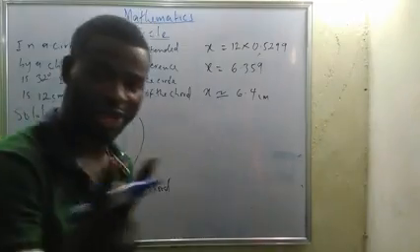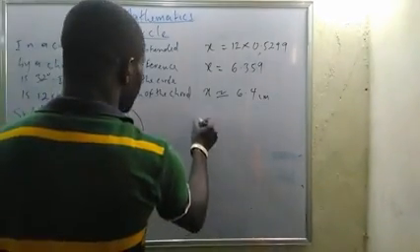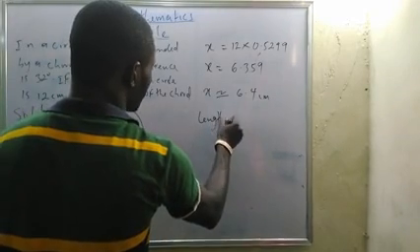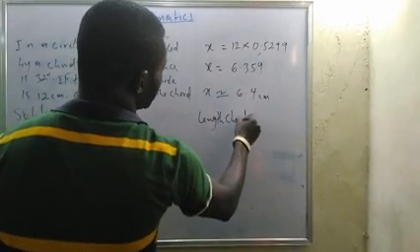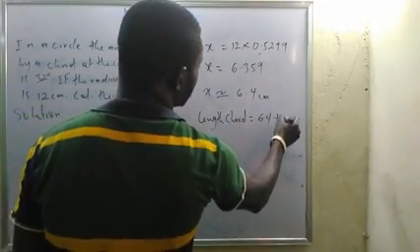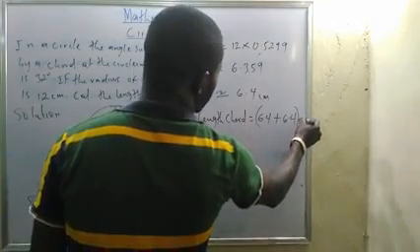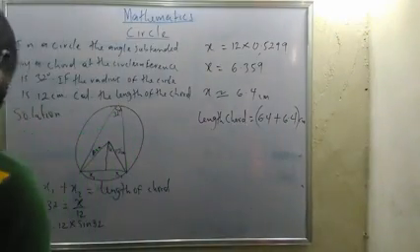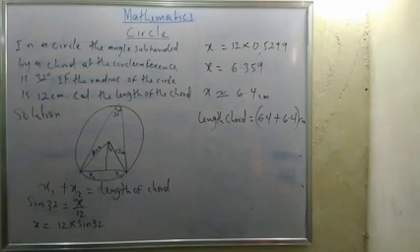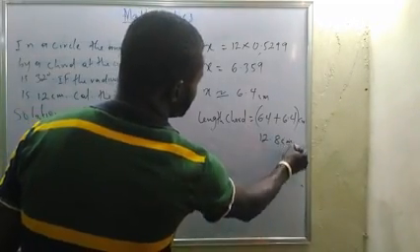Now, 6.4 centimeter is my X1, and I've told you that this one is equal to this one. It means two of them is equal to the length of chord. It means my length of chord will be equal to 6.4 plus 6.4, all in centimeter, which is going to be 12.8. Now, 6.4 plus 6.4, we are having 12.8 centimeter.